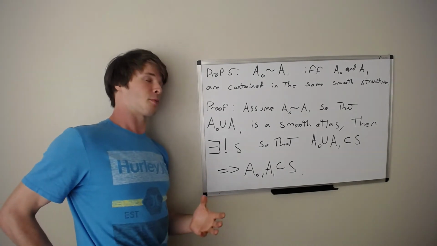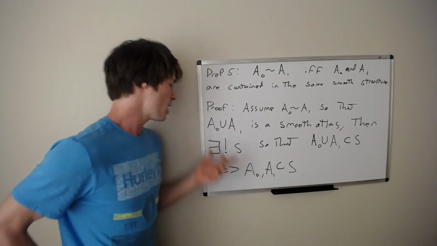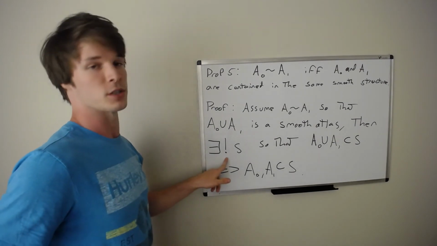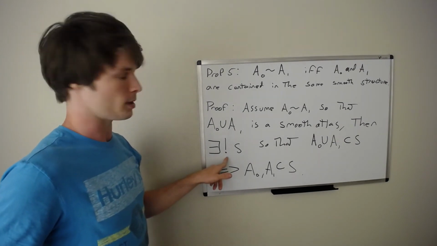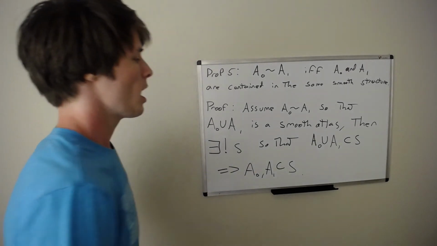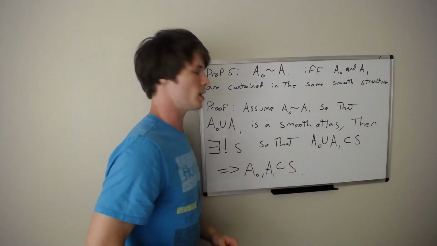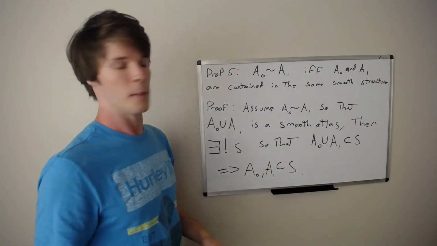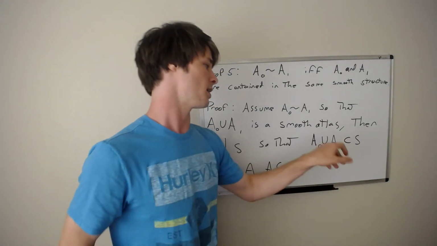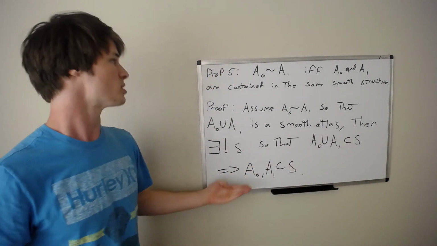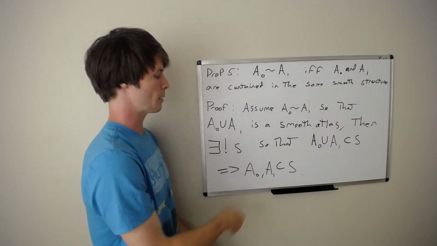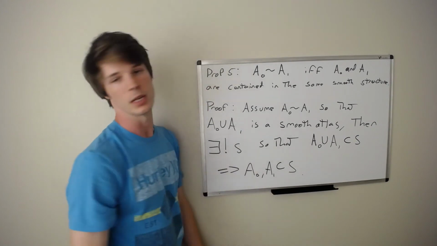Then we know from proposition 4 that we just proved, since the union of A0, A1 is a smooth atlas, there exists a unique, which is what this little exclamation point here means, unique, smooth structure S, so that the union of A0, A1 is contained in S. But if the union of A0 and A1 is contained in S, then A0 is contained in S, and A1 is contained in S, which is exactly the first direction of our proof. If these things are compatible, then they're both contained in the same unique smooth structure.